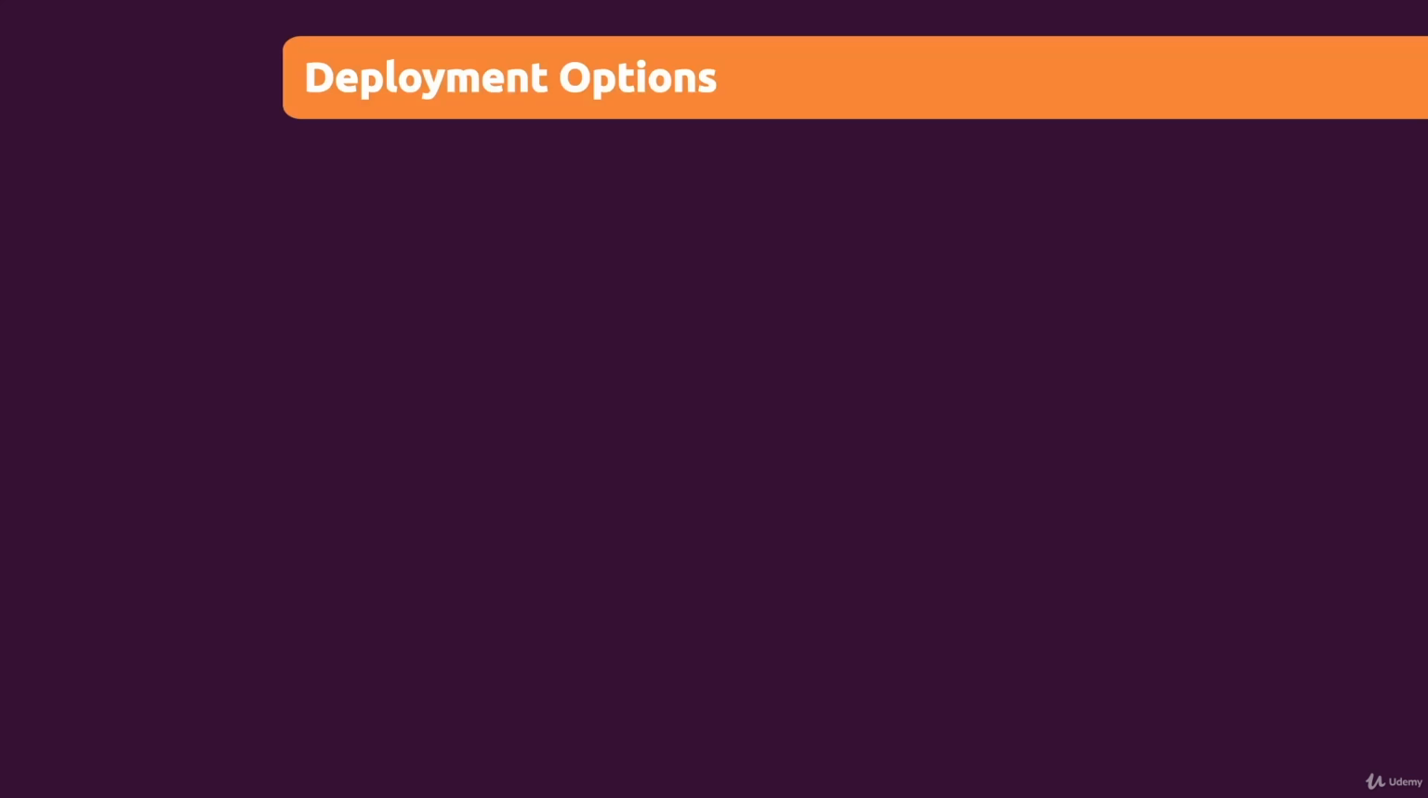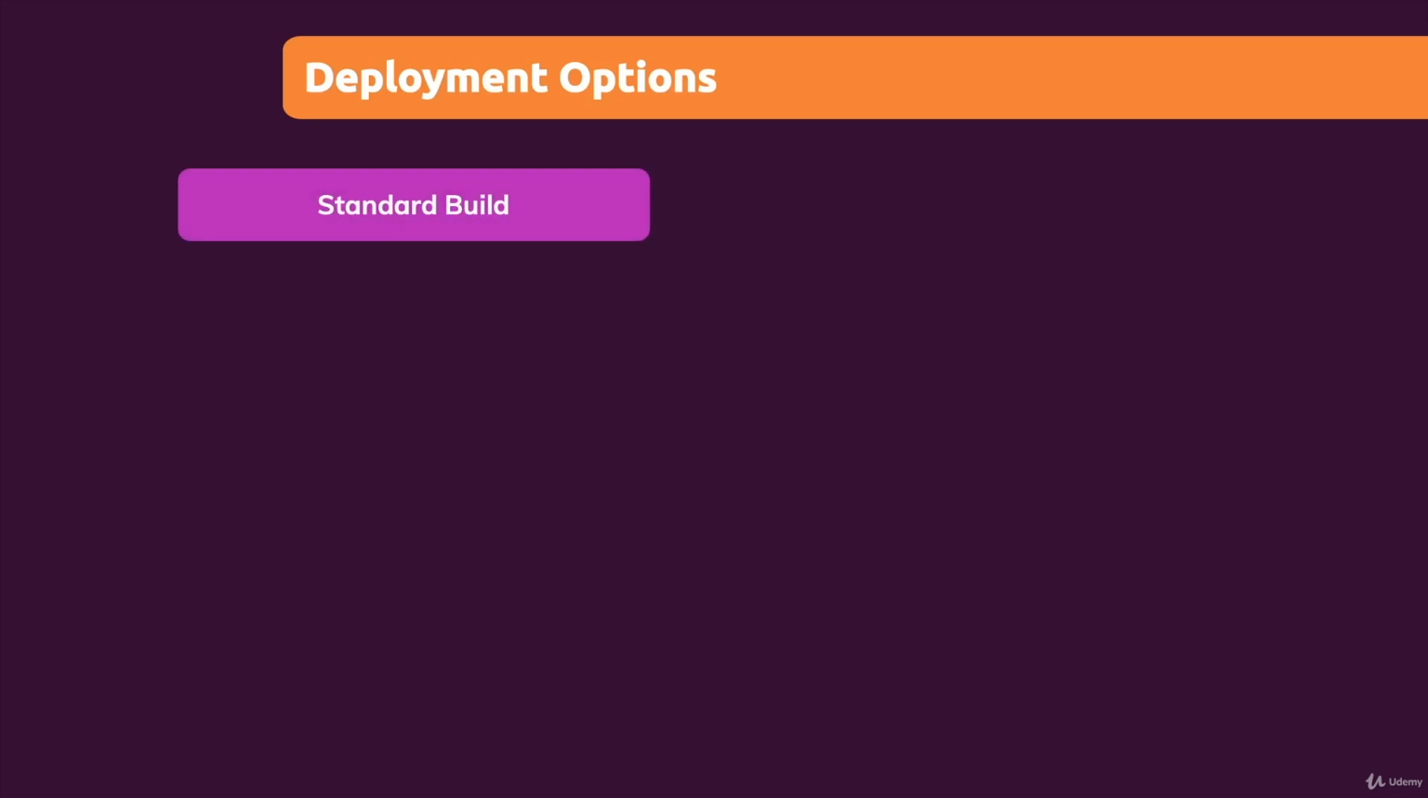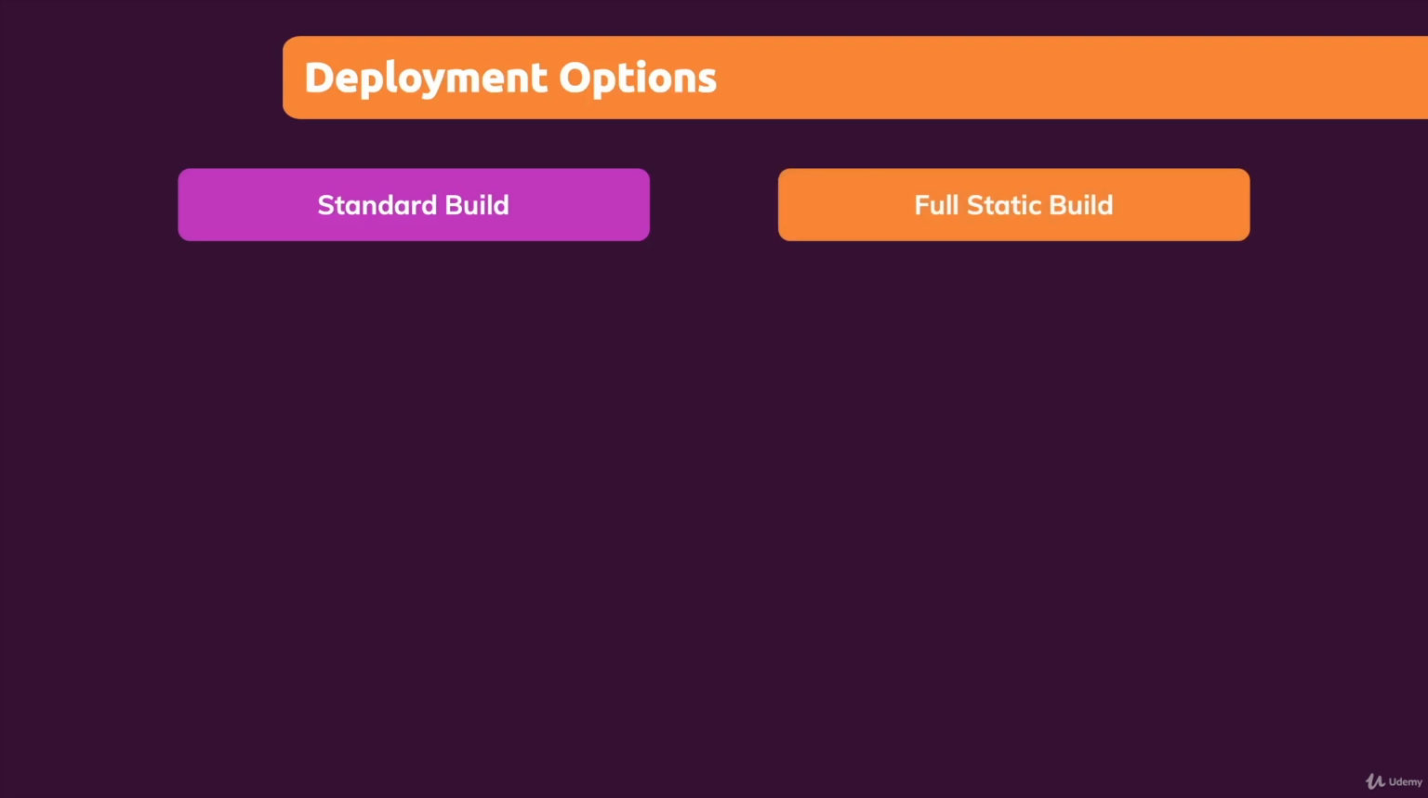Now, before we get our hands dirty, let's understand deployment in theory. And let's start with the different deployment options NextJS gives you. Because it turns out that you have two totally different ways of building and deploying your NextJS app. The first and most common option is the standard build, as I like to call it. But we also can actually do a full static build and deploy our site as a full static website. Now let me explain what these two options mean.